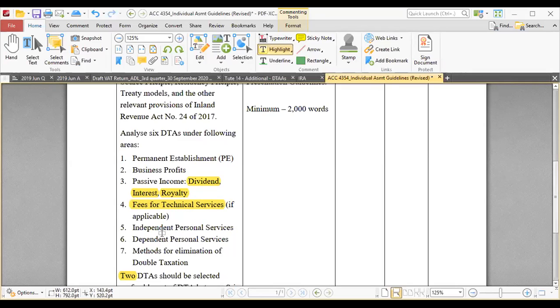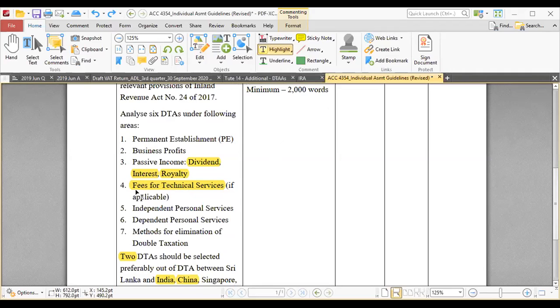So if you are going to analyze the Indian DTA, you can see the technical service fee. In that context, you need to analyze the DTA. You can use whatever method you like. You can analyze the articles separately, column-wise. Between India and China, let's say, you can draw a column for analyzing each article.